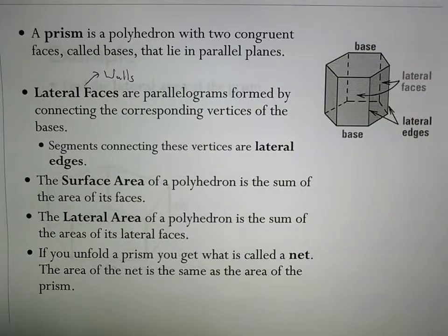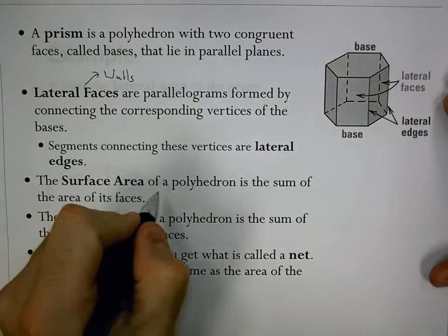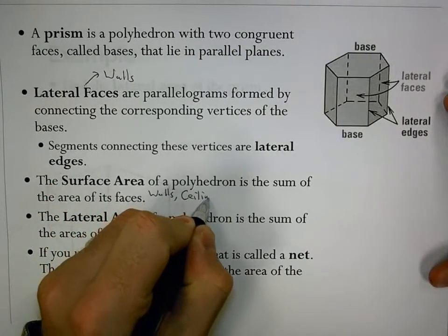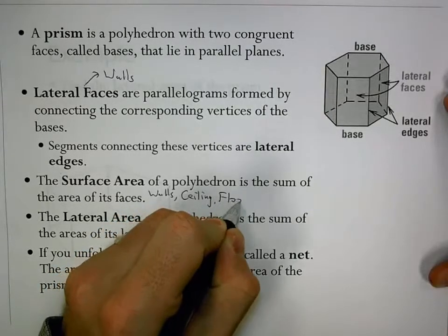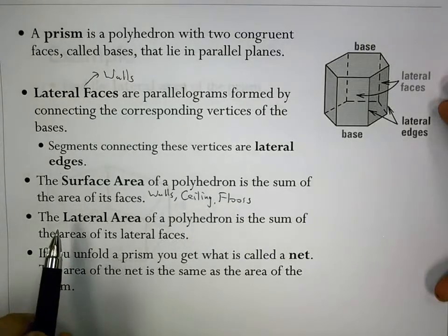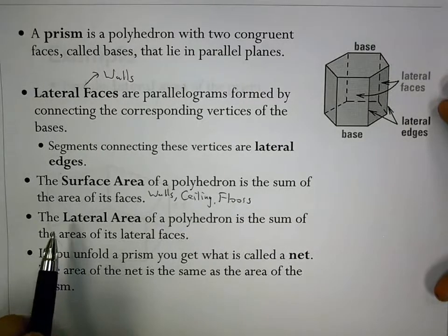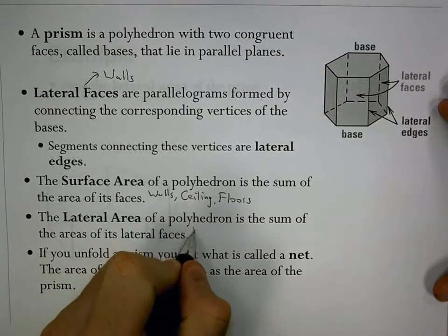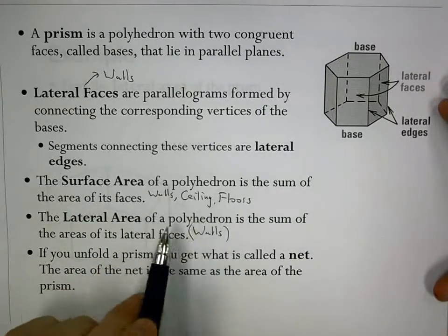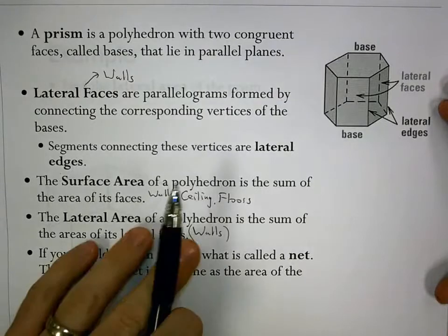The surface area is going to be the sum of all the area of the faces. So that's going to be the walls, the ceiling, and the floors all combined. The lateral area is going to be a specific part of the surface area, and that's the sum of the areas of the lateral faces, which will just be the walls. So surface area is the whole thing, lateral area is just the walls.